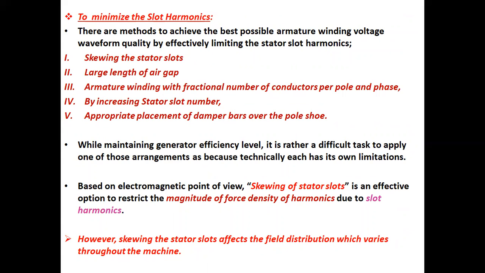To minimize the slot harmonics, there are methods to achieve the best possible armature winding voltage waveform quality by effectively limiting the stator slot harmonics. 1. Skewing the rotor slots. 2. Large length of air gap. 3. Armature winding with fractional number of conductors per pole per phase. 4. By increasing stator slot number. 5. Appropriate placement of damper bars over the pole shoe.